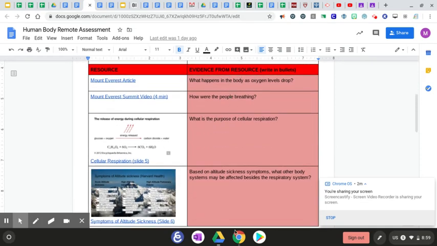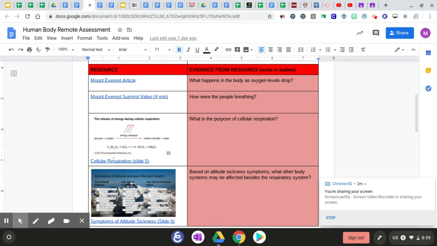So everything in red needs to be done. So here, you're going to click on this link. It's going to bring you to an article. Read the article, and then this is where you're writing your notes from that article. And it doesn't have to be complete sentences. You're just writing evidence that you got from the article. And I have some guiding questions for you here, like what happens in the body as oxygen levels drop. And you can get that information from the article. And then there's a very short clip of a bunch of hikers reaching the summit. And I want you to pay attention to how they were breathing and write that here.